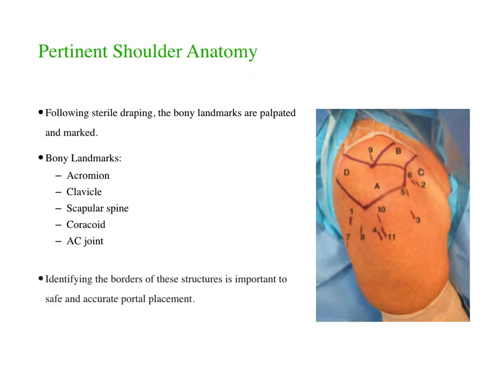Once the patient is prepped and draped, one should always begin by identifying all the palpable anatomy. Some of the bony landmarks that should be identified are the acromion, the clavicle, the coracoacromial joint, scapular spine, the coracoid, and mark out any portals that will be necessary throughout the surgery. Identifying all these structures is important for a safe and accurate placement of your portals.